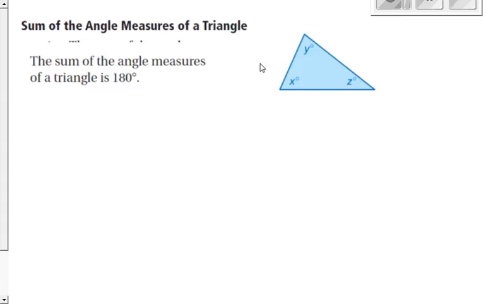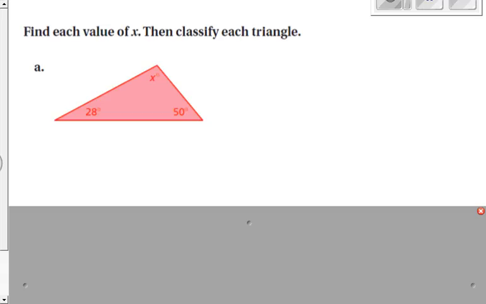7.3 extension. Sum of the angle measures of a triangle. The sum of the angle measures of a triangle is 180 degrees. So that means whenever you add up all the angles of a triangle, it equals 180 degrees. So our first example says find each value of x, then classify each triangle.